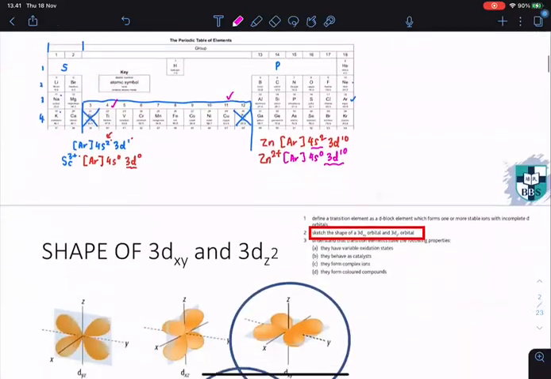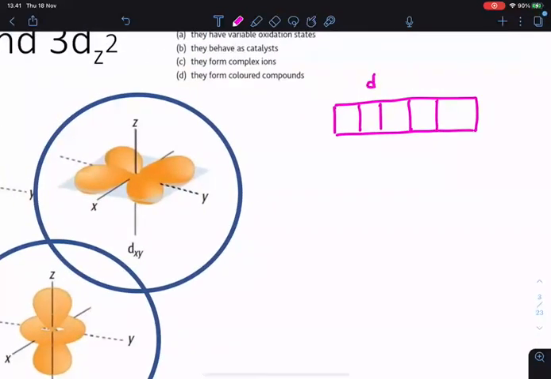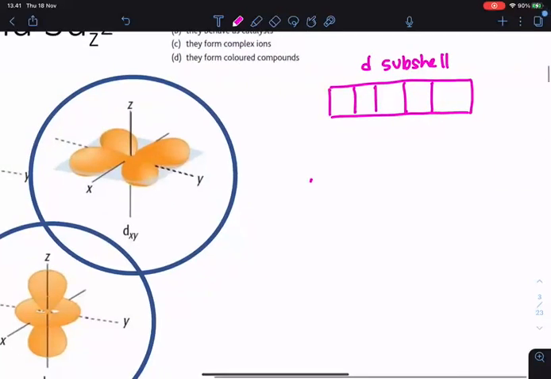Next part is to look at the shape of the orbitals. Do remember, if you look at D, normally we write it down as having 5 different orbitals. So this one we call the D subshell. The D subshell has 5 orbitals, and each of them can occupy 2 electrons. And last time, we learned about P. The P subshell will have 3 orbitals, and each orbital is going to have 2 electrons.